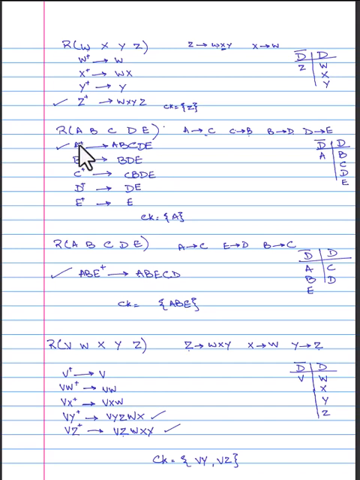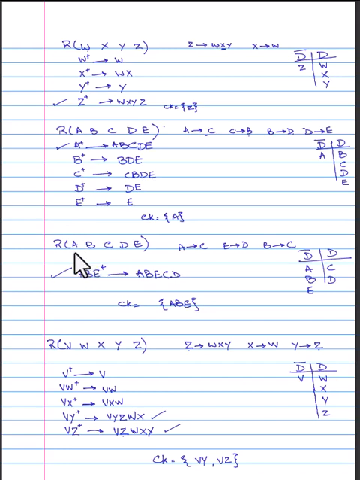Because the candidate key is already here, A, this A will be the candidate key, and it will also be the primary key. So the primary key will then be imposed on the attribute A.